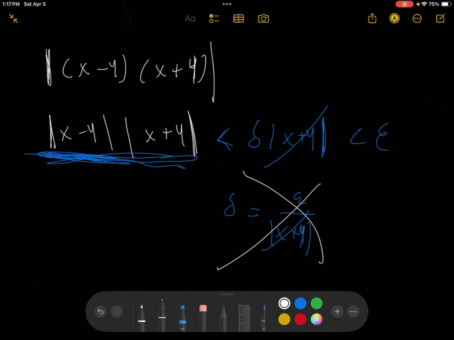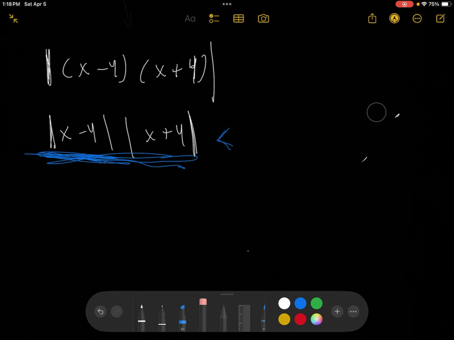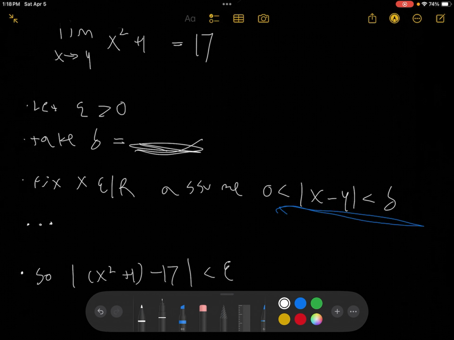However, this right here is not allowed. The reason is that, looking at the structure of our proof, we see that we have to take delta before we choose the value of x, meaning we can take delta based on epsilon, but we can't take it based on x. So we're going to have to come up with a new idea.